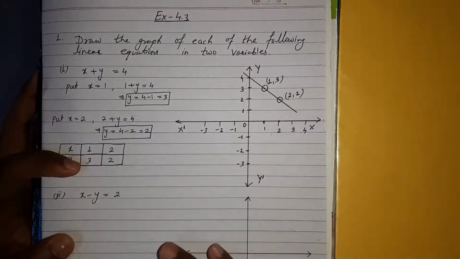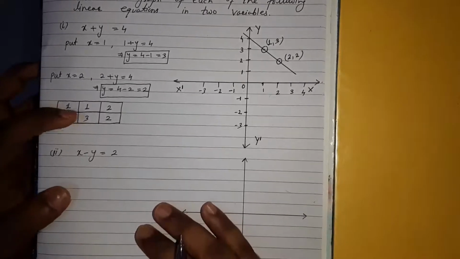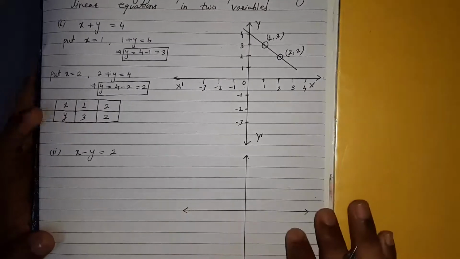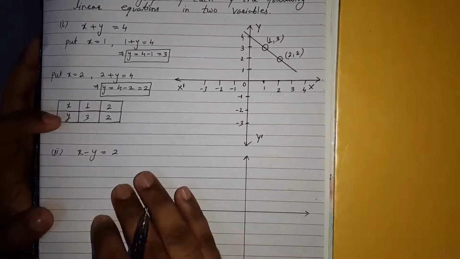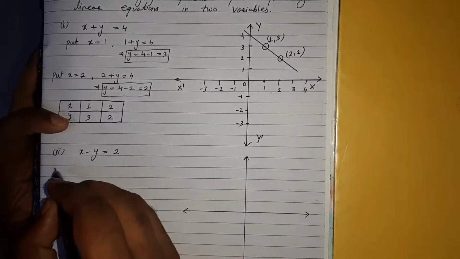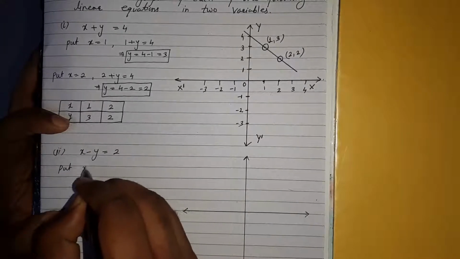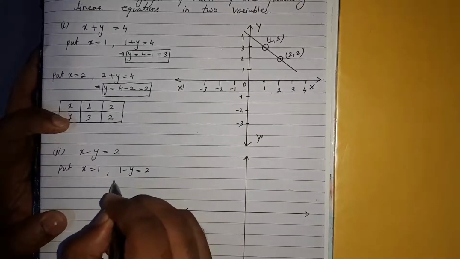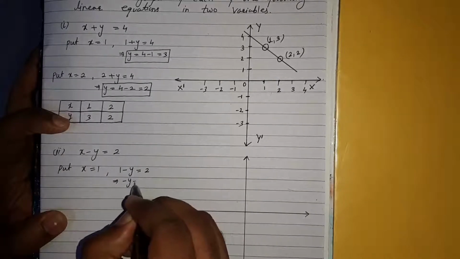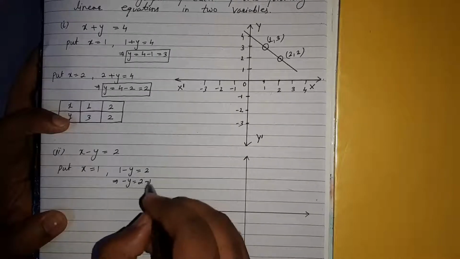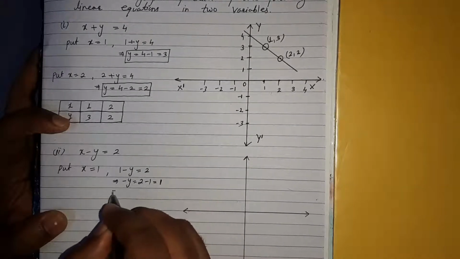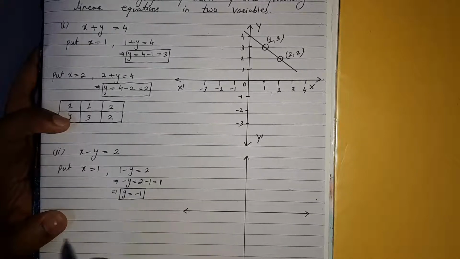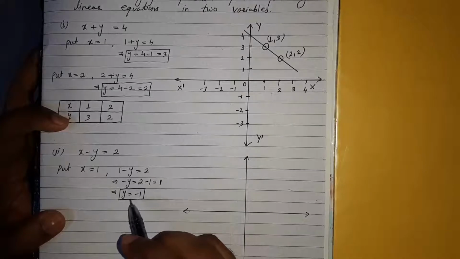Now the second part of this question is x minus y is equal to 2. So first we will find at least 2 solutions of this equation. So at the starting put x is equal to 1. So it will be 1 minus y is equal to 2. So minus y is equal to 2 minus 1. So 2 minus 1 is equal to 1. So y will be minus 1. So the first solution is x is equal to 1 and y is equal to minus 1.